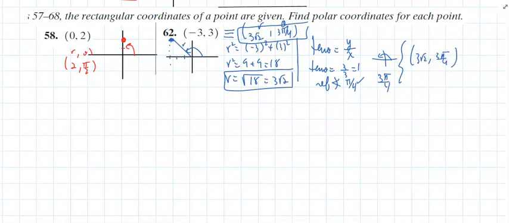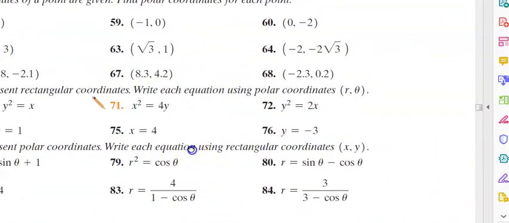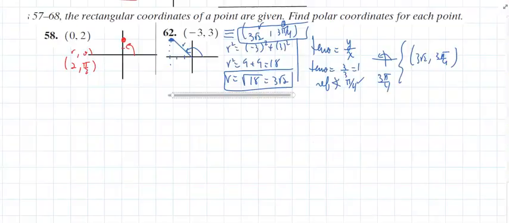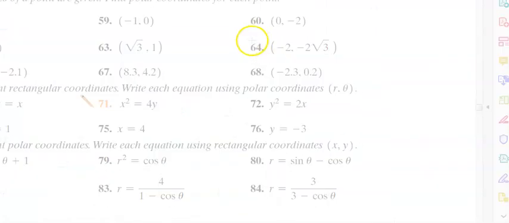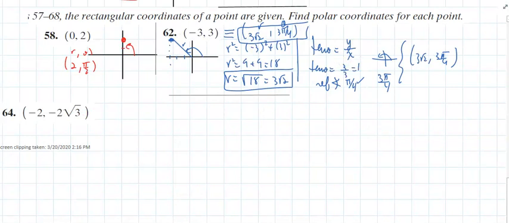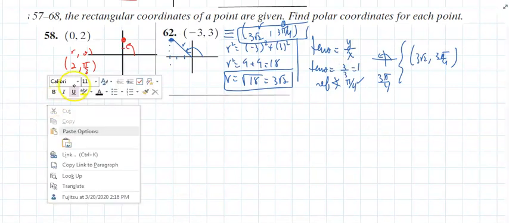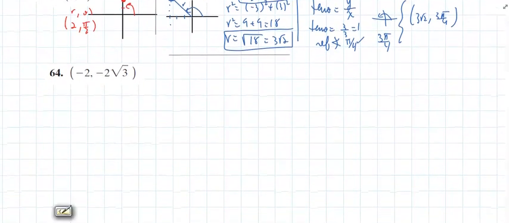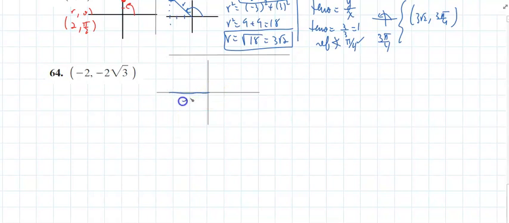So in one form of the section, you would go from r and theta to x and y. The other, you would go the other way around. And let's look at a couple more problems. Let's look at number 64. And on 64, if I plot this point, again this is my x and y, -2 and -2 radical 3.